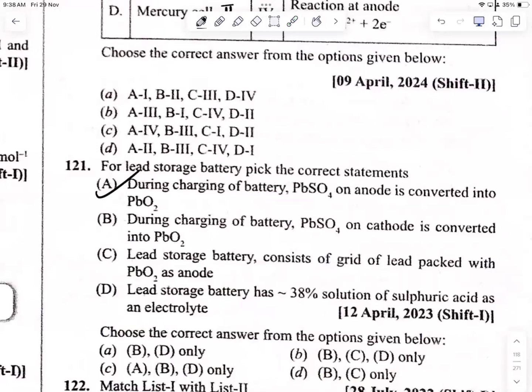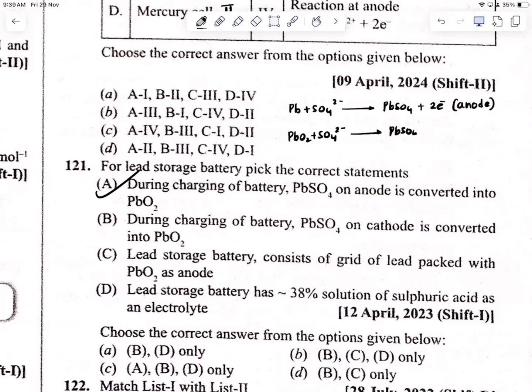This is also important, everybody please look at this. There were two reactions I wrote. One is Pb plus SO4 2 minus becoming PbSO4 plus 2 electrons. This was the original anode. Clear? And PbO2 plus SO4 2 minus plus 4H plus plus 2 electrons gives PbSO4 plus 2H2O. This is the cathode which we learned.